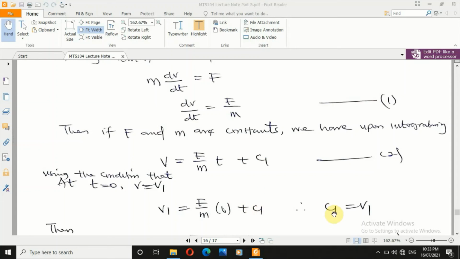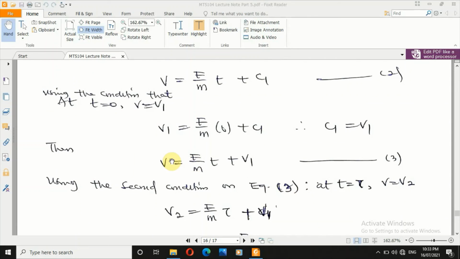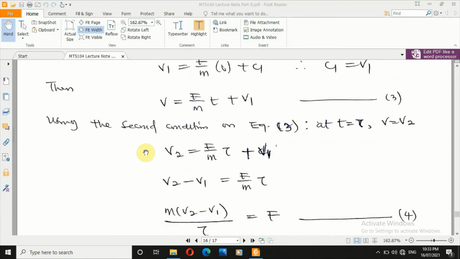So you see that C1 equals V1. From here, we have V equals F over M times T, plus V1. Using the second condition on 3, at T equals tau, V equals V2. So we proceed again. We set V to V2, then F over M times tau, plus V1.